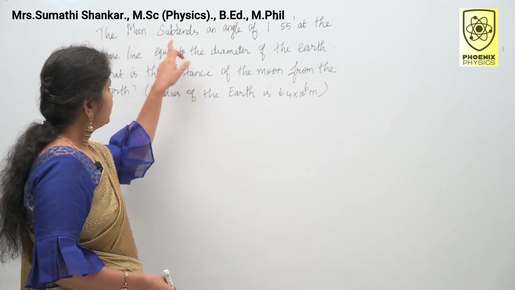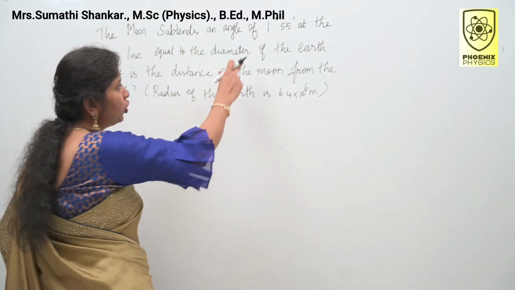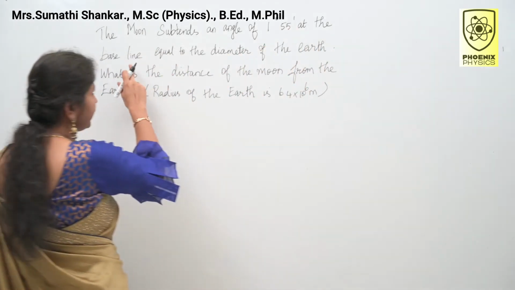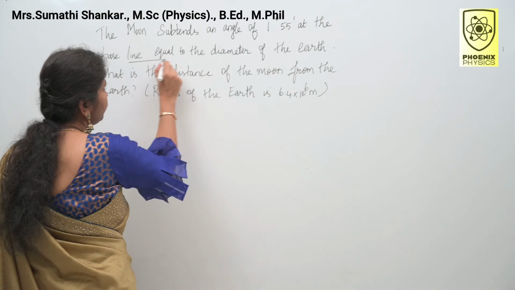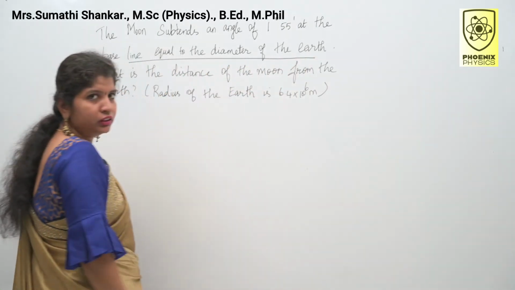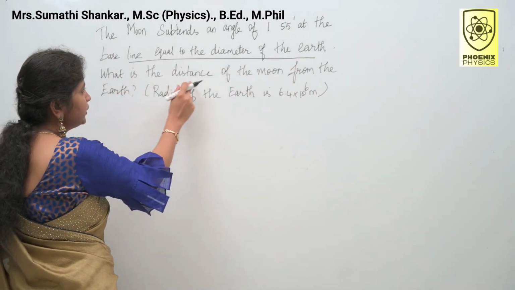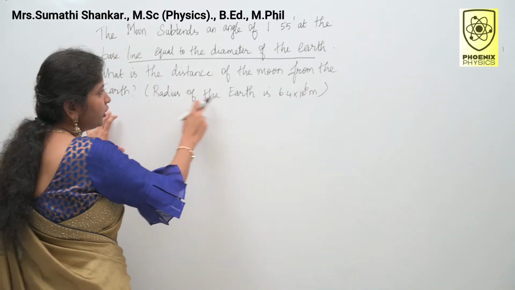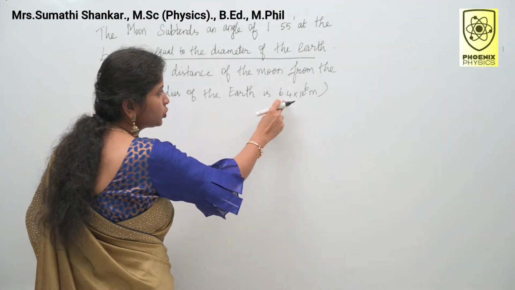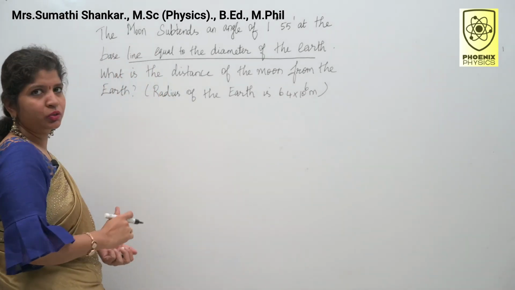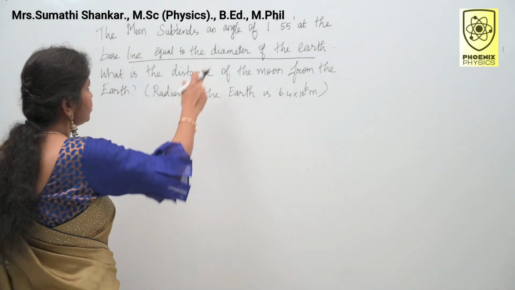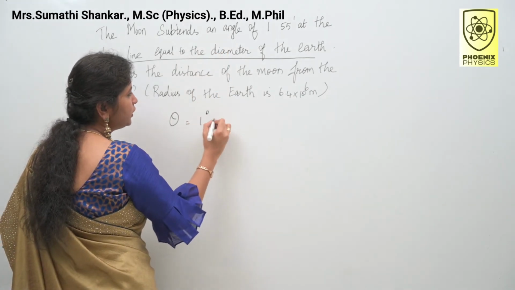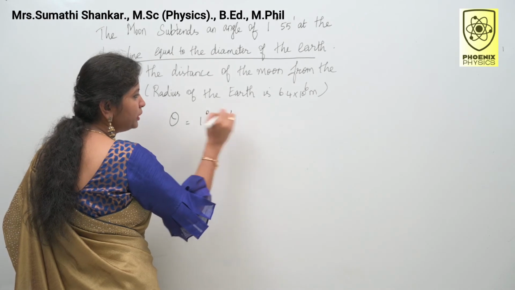In your book, one example problem is given. The moon subtends an angle of 1 degree 55 minutes at the baseline equal to the diameter of the earth. What is the distance of the moon from the earth? The radius of the earth is given 6.4 into 10 power 6 meter. So first one is angle. The angle theta is 1 degree 55 minute.